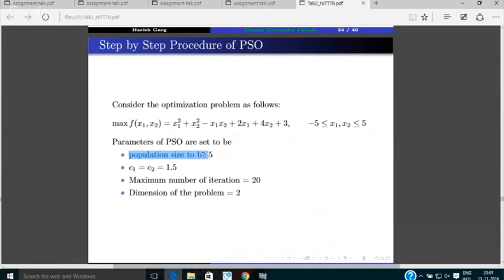I'm just taking 5 for the sake of simplicity. You can easily create the MATLAB code for this one. If anybody needs it, you can drop a mail with the reference of today's session, asking me to send the MATLAB code of this program. I can send it to you.